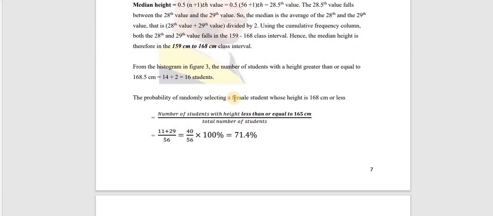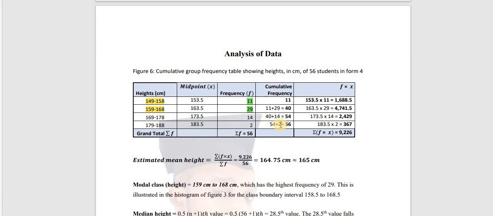Probability of randomly selecting. This should be just a student. Take out females. That's not supposed to be there because we didn't distinguish between male and female students for this research. So the probability of randomly selecting a student whose height is 168 centimeters or less. We're not going to use the histogram for that, but let's use this. Look at what we have here. It says the probability of selecting a student who has a height of 168 or less. Which categories do we have a height of 168 or less?